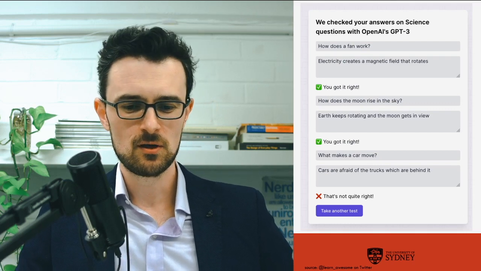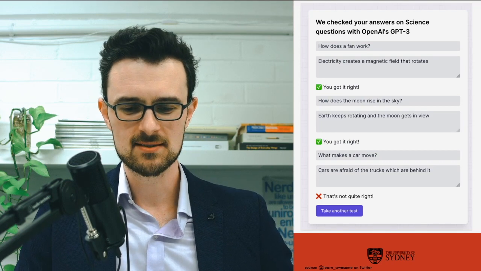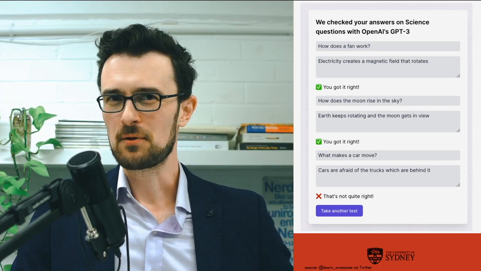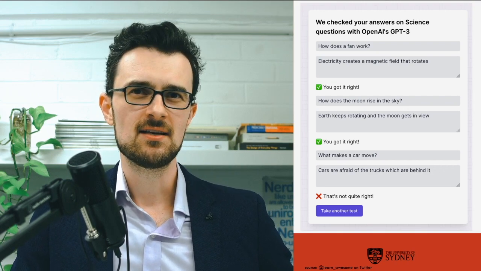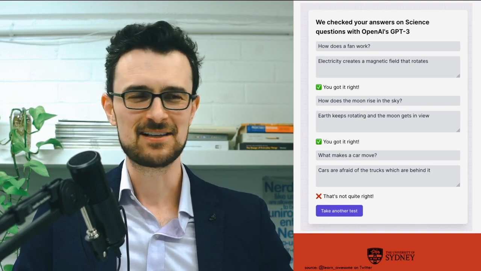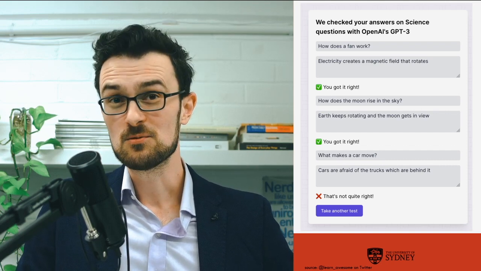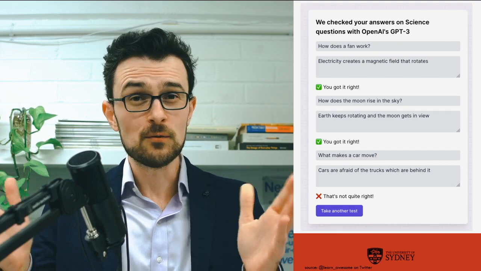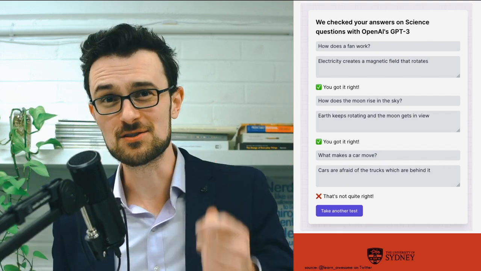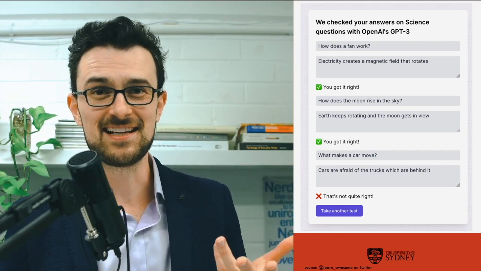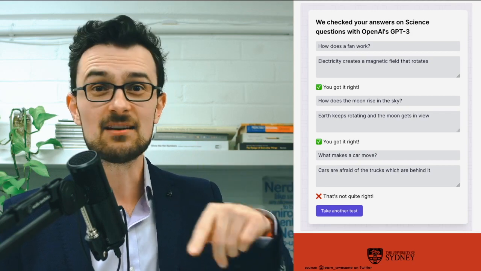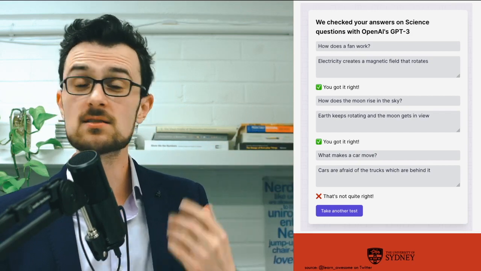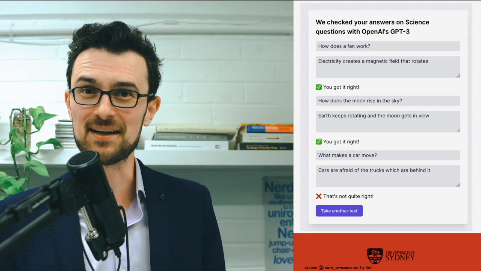How does a fan work? You got it right. How does the moon rise in the sky? You got it right. What makes a car move? Well, that's not quite right. You got that one wrong. GPT-3 can be used to check whether these answers seem reasonable. The only thing that's missing here is students using GPT-3 to generate the answers to their quiz, and then it just could go in a cycle. You could make the quiz, you could mark the quiz, you could take the quiz, and no one would have to do any work. It'd be perfect.